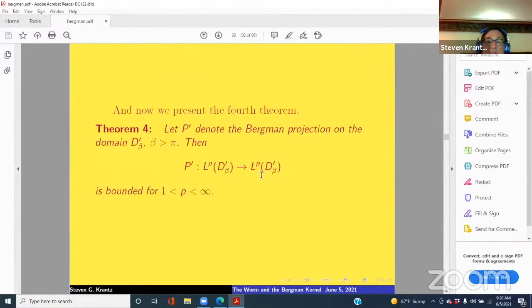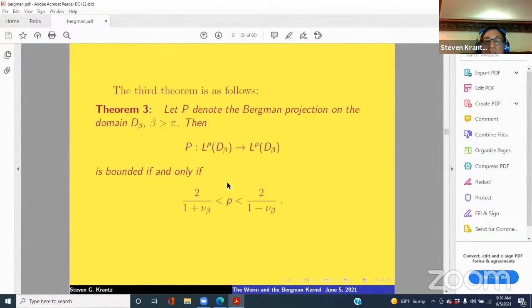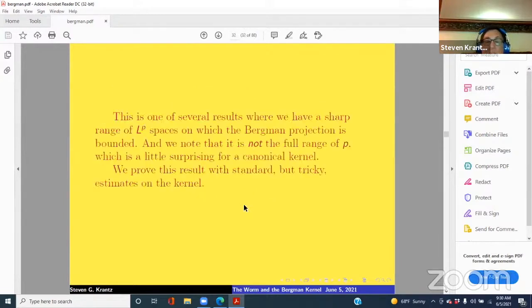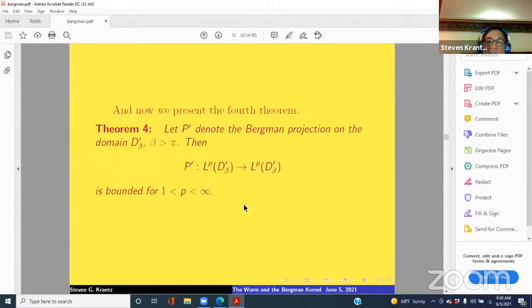And the fourth theorem, which is different, is that P', which is the Bergman projection on the domain D_β', is bounded on L^p for all p. So this is a little bit shocking, actually, because D_β and D_β' are biholomorphic, and the Bergman projection for D_β is only bounded on a restricted range of p, whereas the Bergman projection for D_β' is bounded on L^p for all p. How could that be if these 2 domains are biholomorphic? Well, the answer is that the 2 projections are related by the Jacobian, and the Jacobian is unbounded.